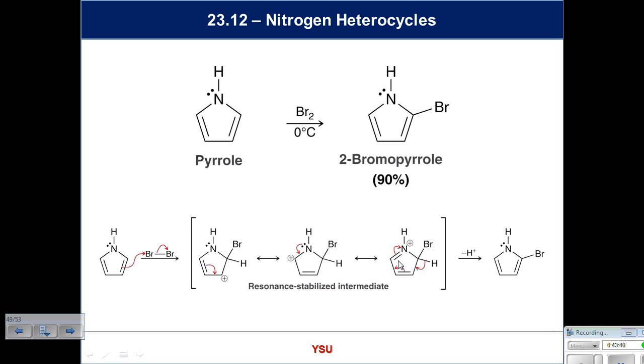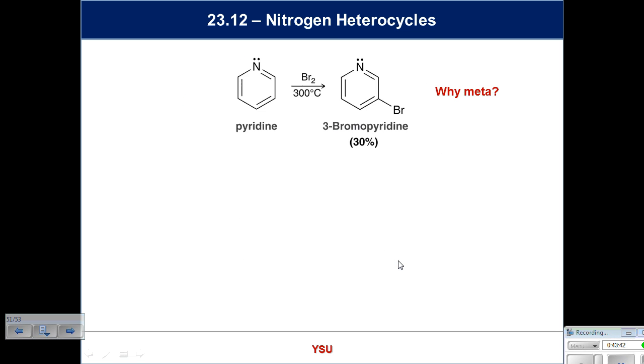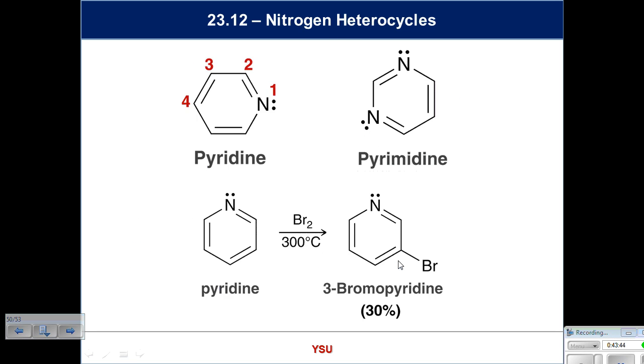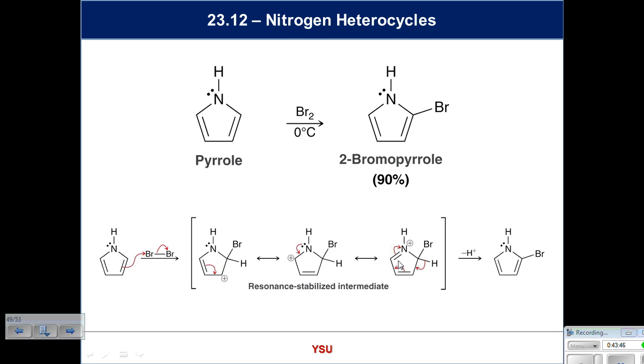Well, heterocycles are interesting. I'm going to mention this, and then I'll get through this now. Look at this. Pyrrole is very much like benzene. If you react benzene with bromine, Br2, it needs a catalyst. Pyrrole does not need a catalyst, but benzene does. What does that tell you about pyrrole in terms of its nucleophilicity? It's more nucleophilic.